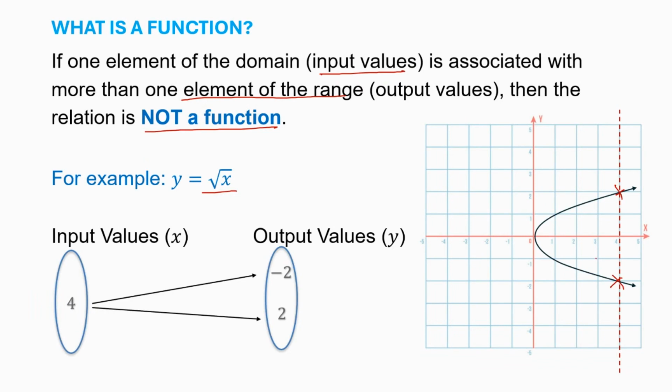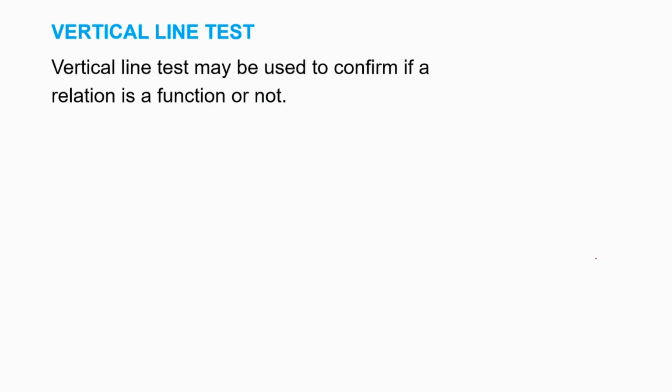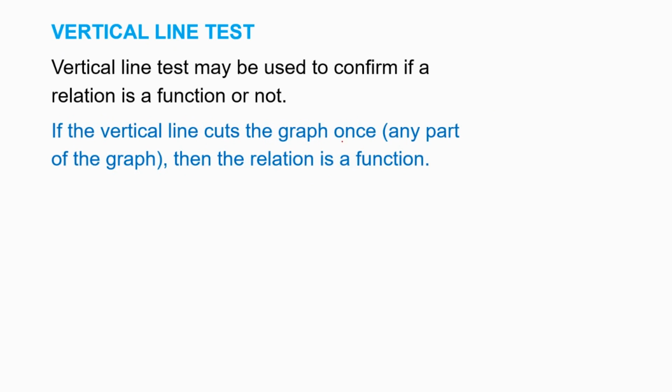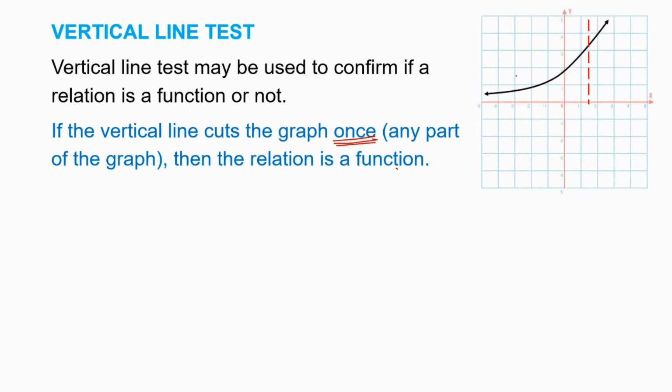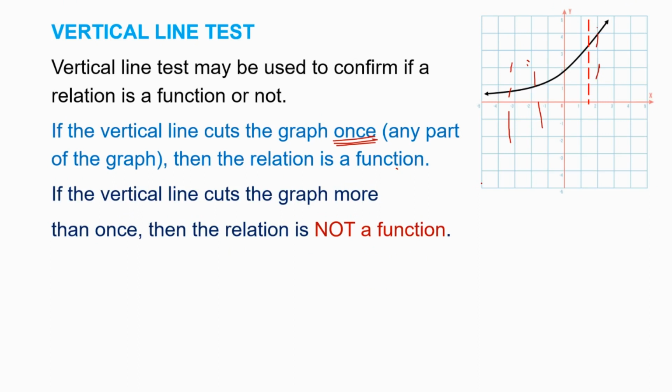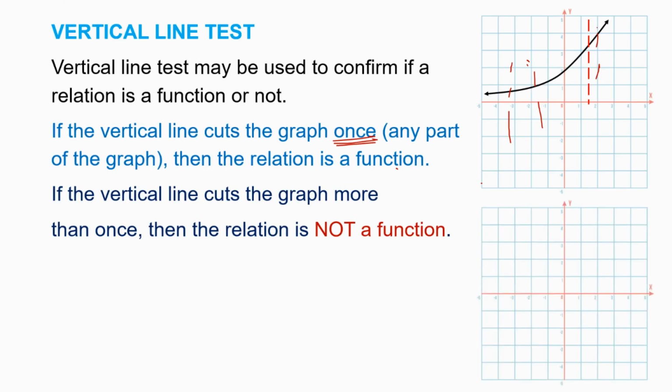Actually, let me show you how we use the vertical line test. The vertical line test may be used to confirm if a relation is a function or not. If a vertical line cuts the graph once in any part of the graph, then the relation is a function. Like this one, any part of the graph, the vertical line will cut the graph once. If the vertical line cuts the graph more than once, then the relation is not a function, like this one. You see that? It cuts more than once, there and there. So this is not a function.